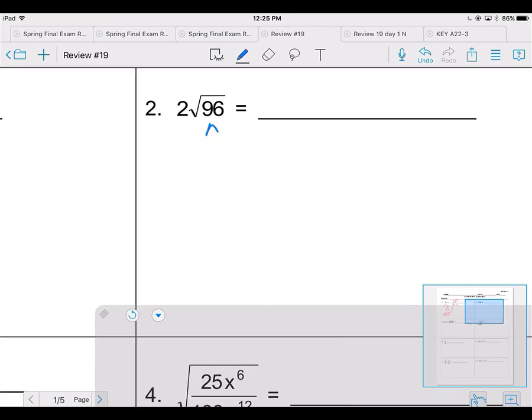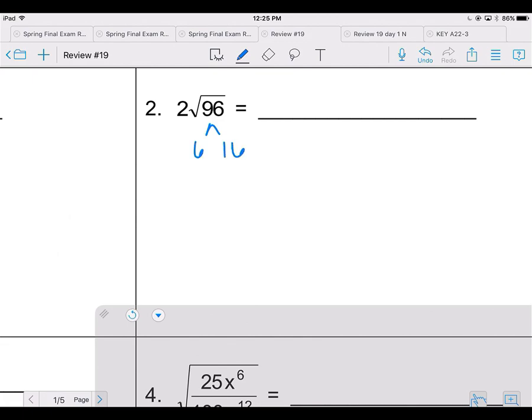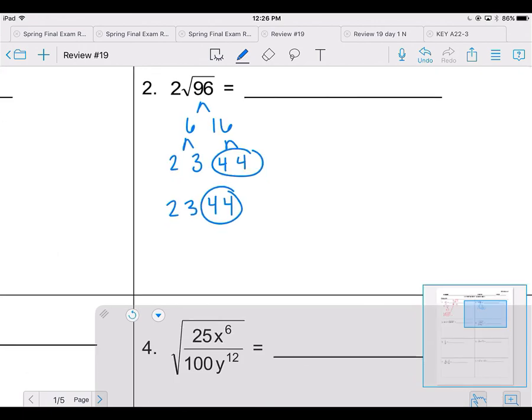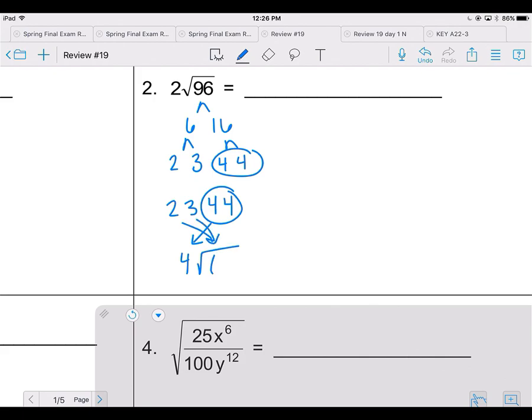So problem 2, I type into my calculator and it doesn't work nicely. So 96 can be multiplied by 6 and 16. 6 is 2 and 3. 16 is 4 and 4. Now 4 can be broken down further into 2, 2, 2, 2, so you can break it down further. However, once you have a pair, you can also stop because you're going to break them down and then have to multiply them back. So I'm going to bring out a 4. 2 and 3 are staying inside the square root and are multiplied together to make 6.